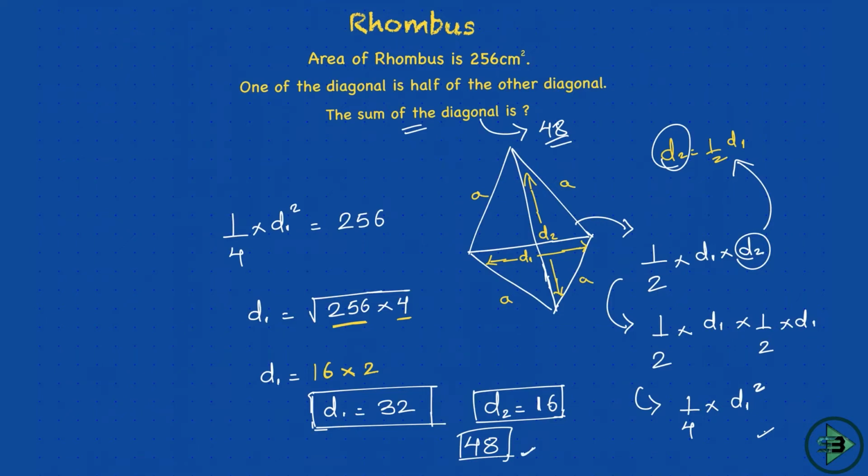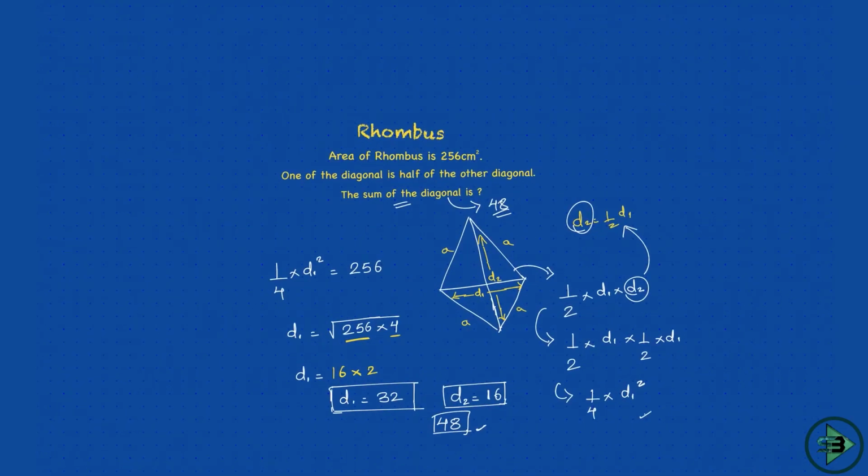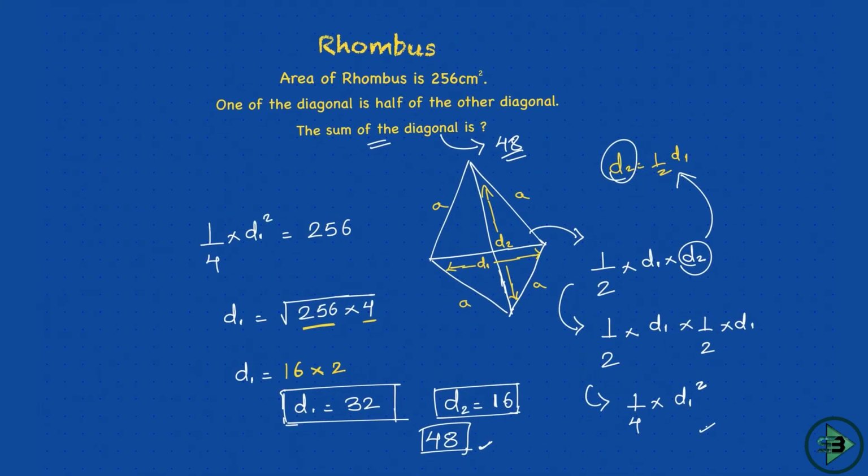So if you know the basic formula for the area of a rhombus, you should surely get the answer to this question. Okay, there is nothing complicated about this problem. It's quite a simple problem and a straight approach to solve it as well.